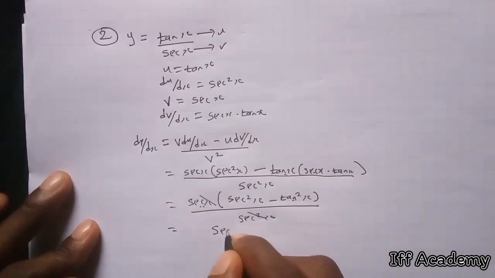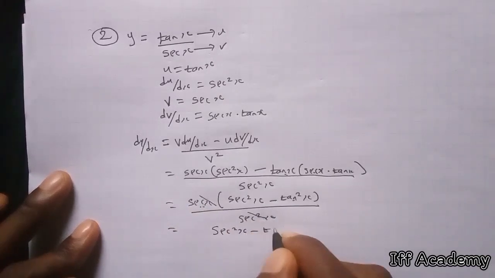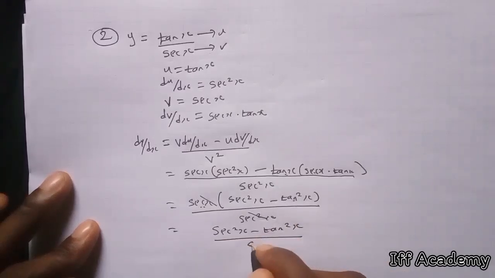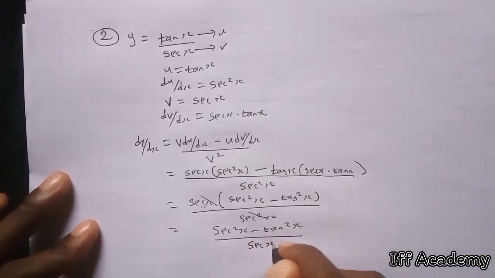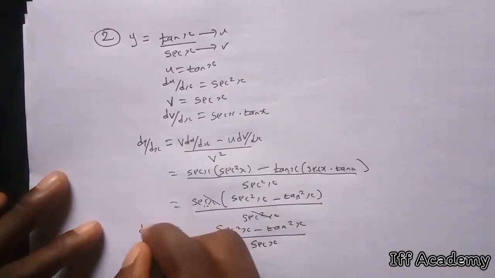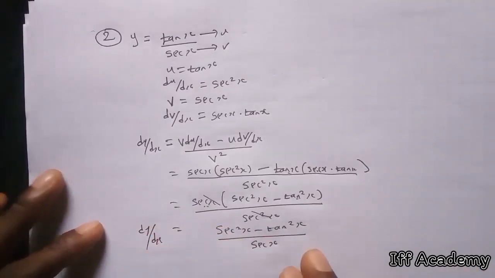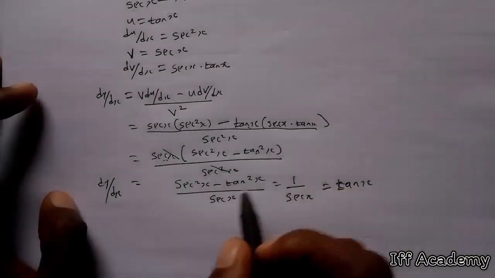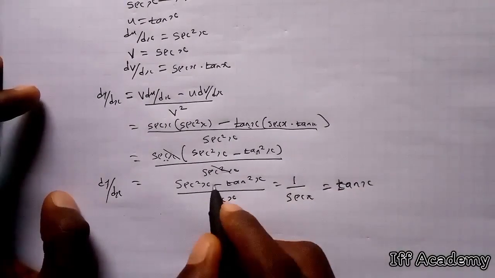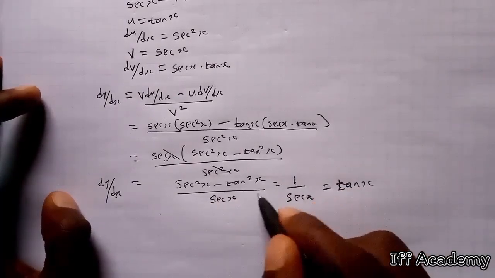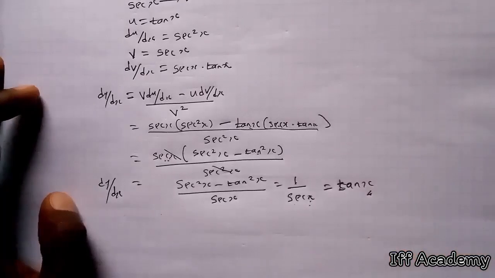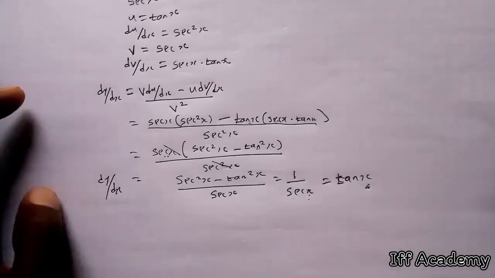So you'll be left with what? Sec square x minus tan square x over sec x, right? So your dy over dx will be what? Sec square x minus tan square x over sec x. So you know that sec square x minus tan square x is 1. So you have 1 over sec x, and 1 over sec x is what? Tan x. So now let's look at the chain rule, right?